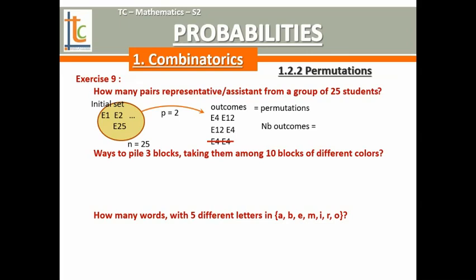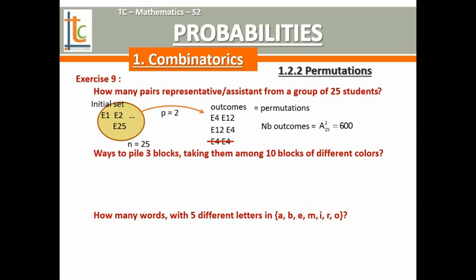If you had to build a tree, you would see that there are 25 possibilities on the first level and 24 possibilities to choose the second student on the second level of the tree. So your number of permutations is 25 times 24, but you just have to ask your calculator 25 permutations 2, and the result is 600. And yes, indeed, 25 times 24 equals 600.